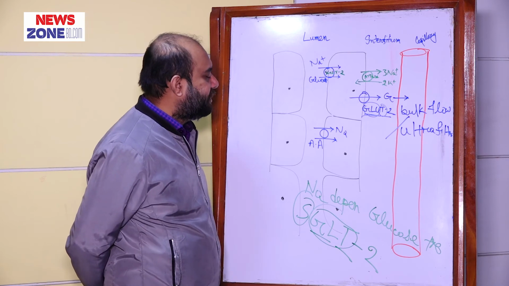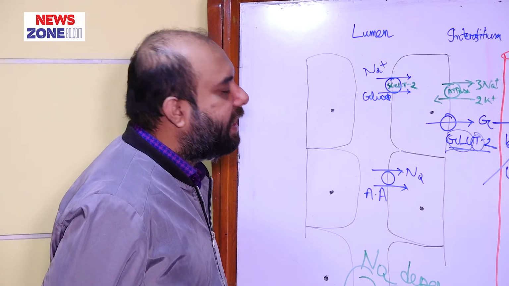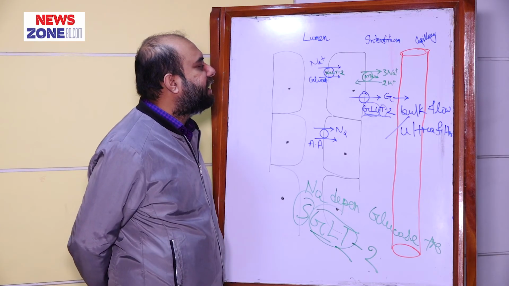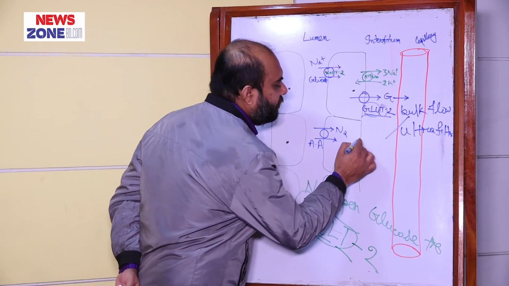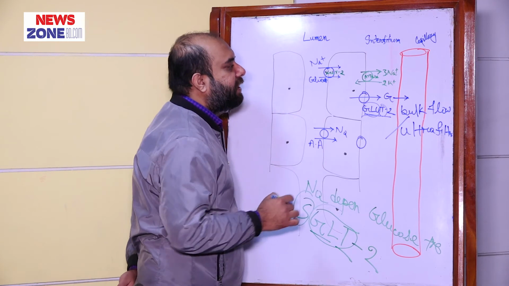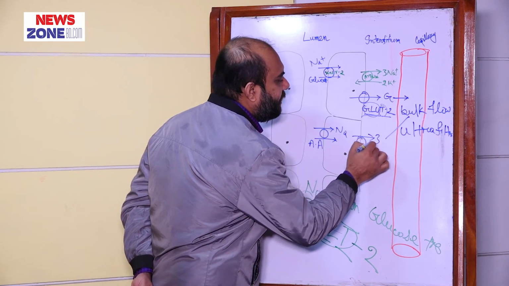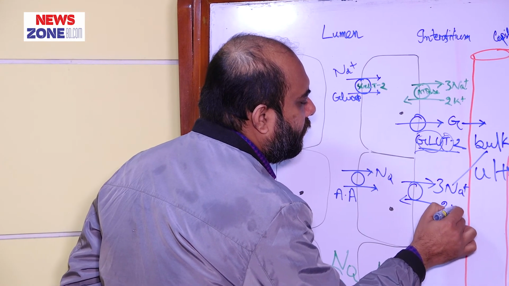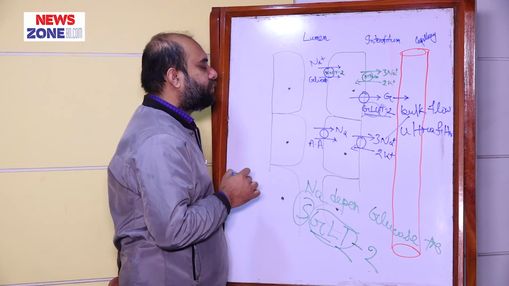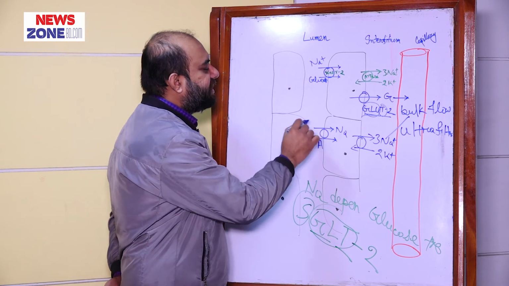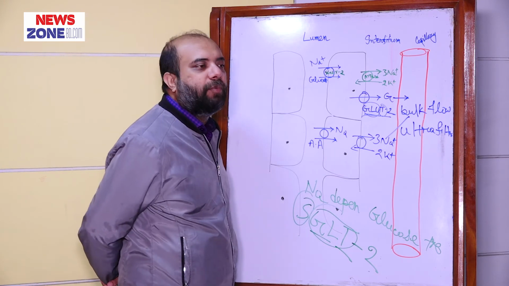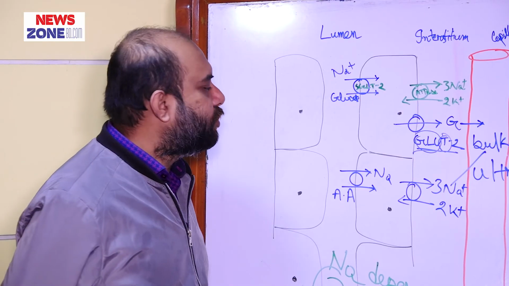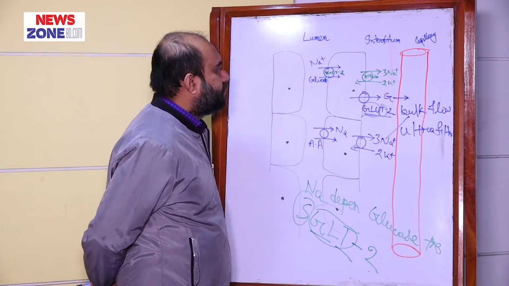And as you already know how the concentration gradient is derived, it is derived with the help of this pump protein, the sodium potassium ATPase pump. So this transportation process is another type of secondary active transport, that is cotransport, sodium amino acid cotransport.